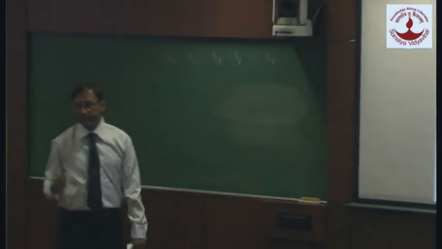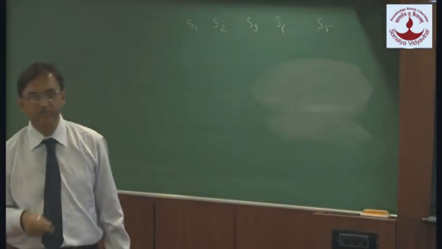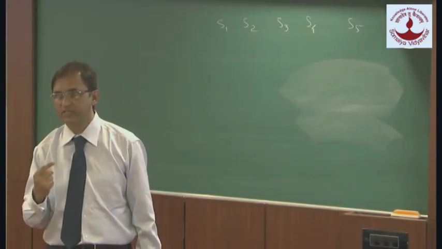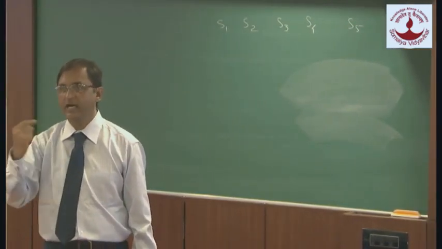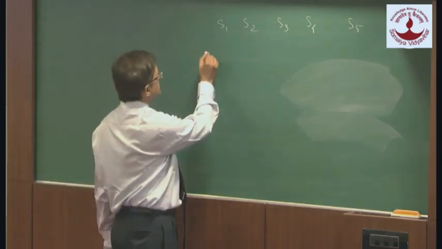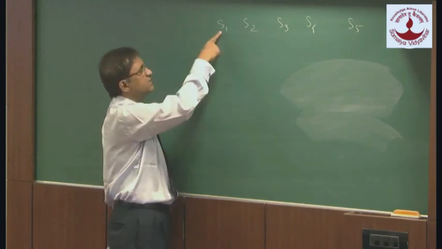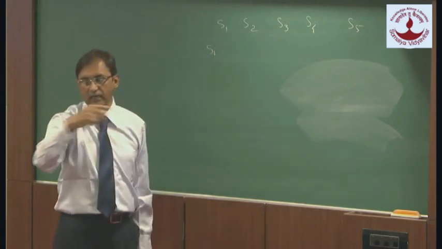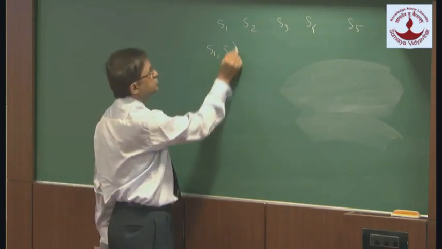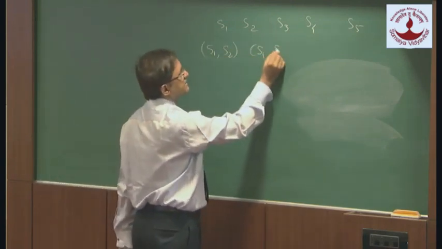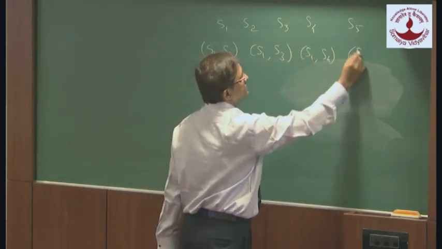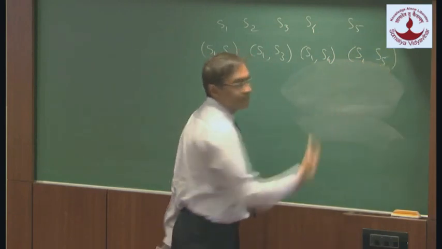And I want to select any 2 students to play a game of chess. So how many different ways can I select this? So I will select student S1. With S1 there is no point in selecting S1 again. I want 2 different students to play a game of chess. So with S1 I can select S2, or with S1 I can select student S3. With S1 I can select student S4. With S1 I can select student S5.